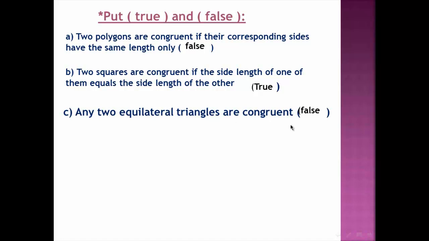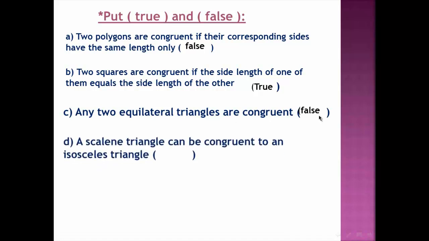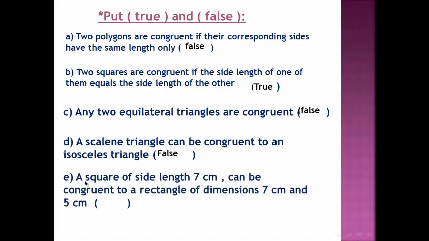Any two triangles are congruent? Of course not, false. Letter D, a scalene triangle can be congruent to an isosceles triangle. A scalene triangle has three sides of different lengths and three angles of different measurements. An isosceles triangle has two equal sides and two equal angles. So these two triangles are not congruent. Can a scalene triangle be congruent with an isosceles triangle? Of course, false.